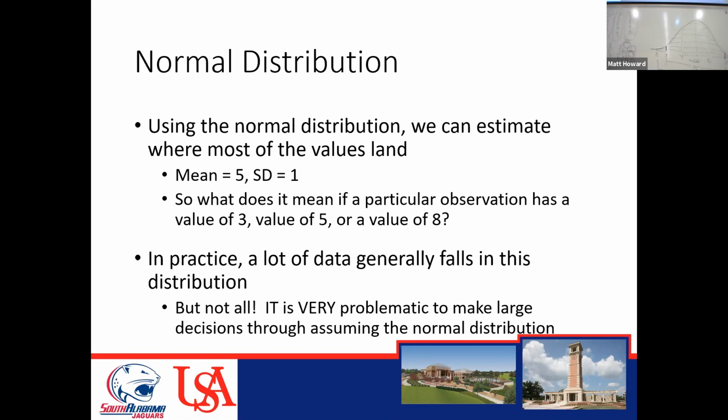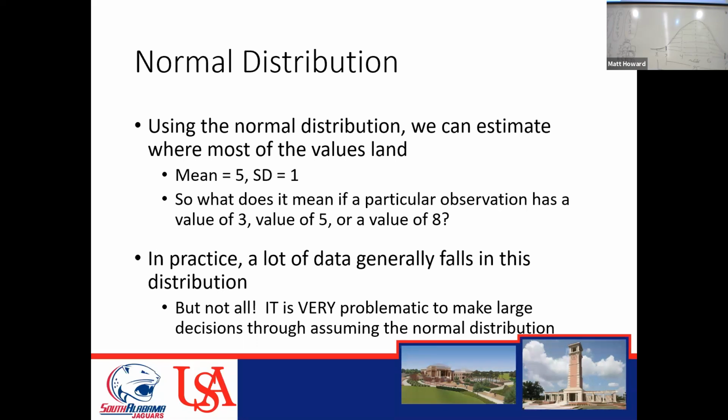But if your data doesn't fall within this normal distribution, you can have biases in your results. You can have error in your results. So a lot of our analyses assume a normal distribution. If your data follows a normal distribution, good, great, wonderful. But if your data does not follow a normal distribution, you could get errors and biases in your results.